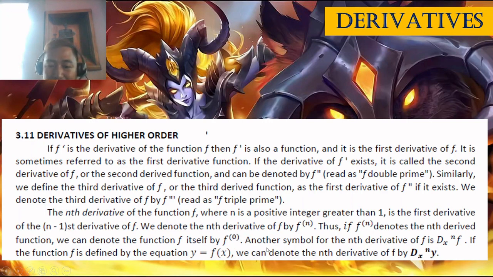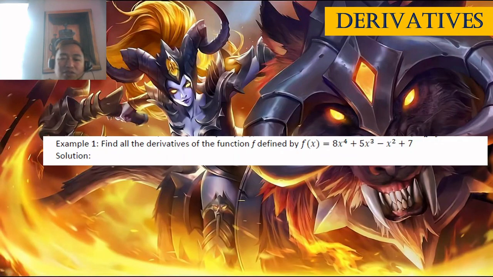Another symbol for the nth derivative is d^n f over dx^n. If f of x is y, then it is d^n y over dx^n. Okay? Those are some ways of writing it.